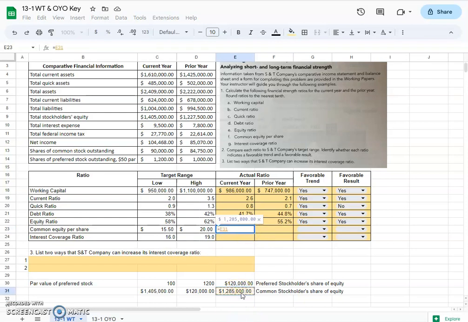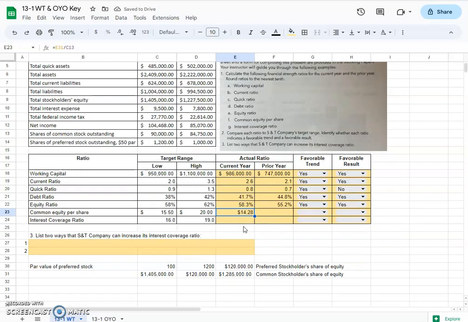So then we'll take our common equity and divide that by the shares outstanding, which is 90,000, and now that gets us $14.28. Okay? So we'll do the same thing for the previous year, or the prior year.